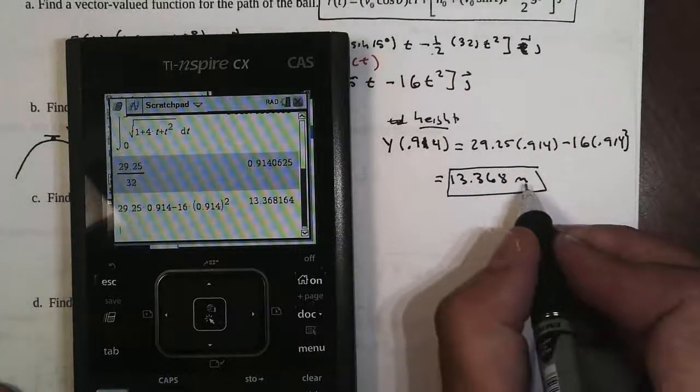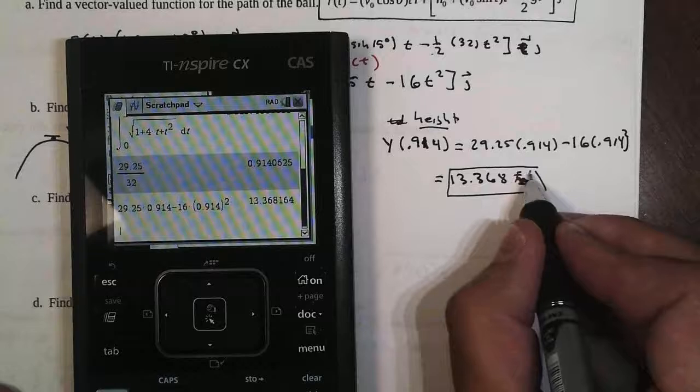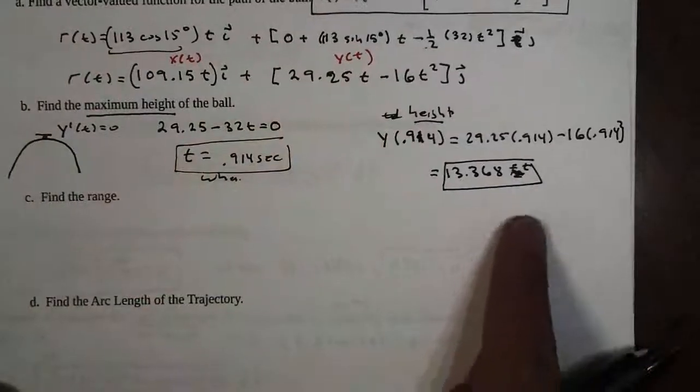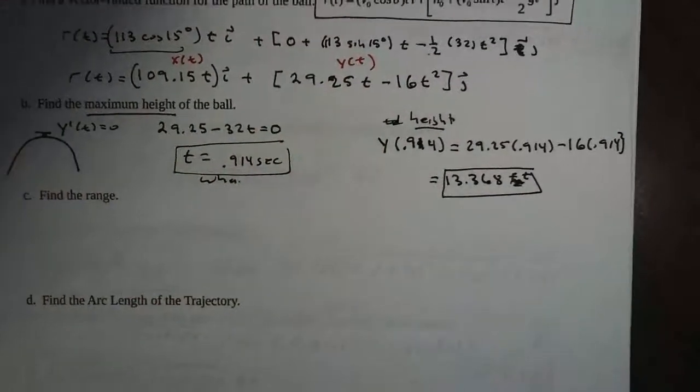Oh, not meters. I wish it was meters. It's me golfing. Feet, sorry. Mathematicians, we don't care about meters or feet. We just want to get a number.